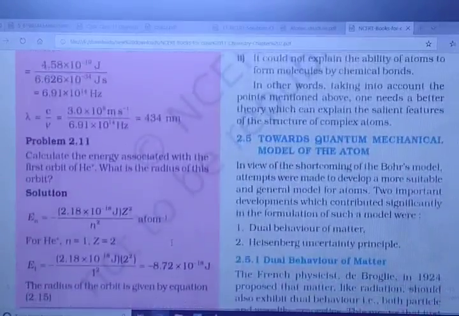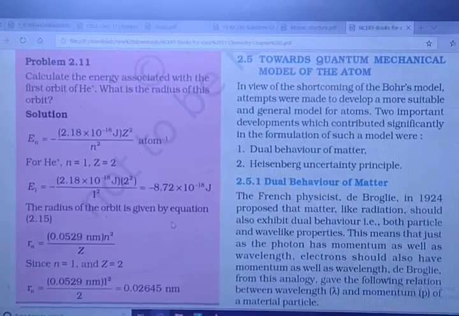Here there is one more numerical you can see. Problem 2.11. Calculate the energy. What we have to calculate? E, associated with the first orbit of helium plus. First orbit of helium plus. What is the radius of this orbit? You have to calculate the radius, meaning r.